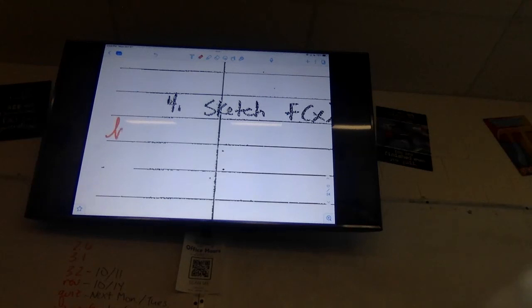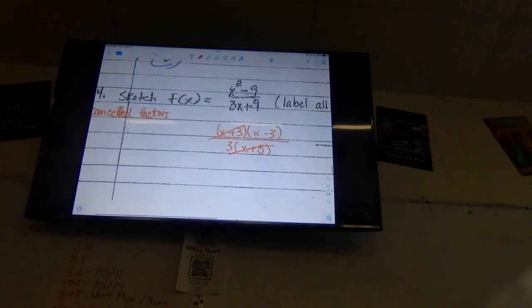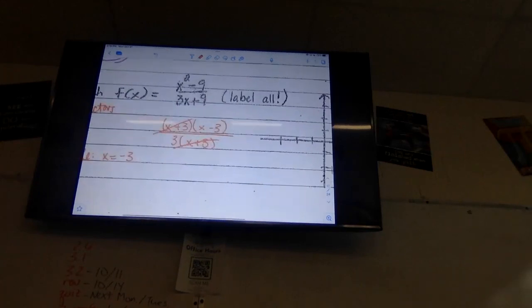It's a hole. So a hole happens from your canceled factors. I don't know if canceled has 1 or 2 L's, but pretend like I spelled it right. So whatever your canceled factors are, that's going to make a hole. We haven't had to cancel any factors up to this point, so we haven't had any holes. But now I'm going to have a hole at x equals what? -3.